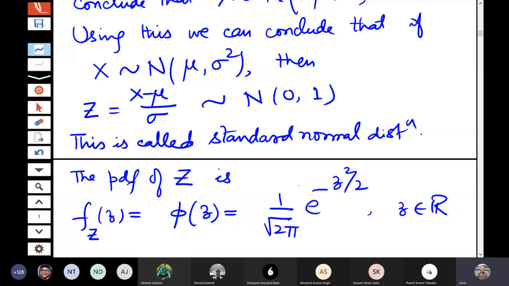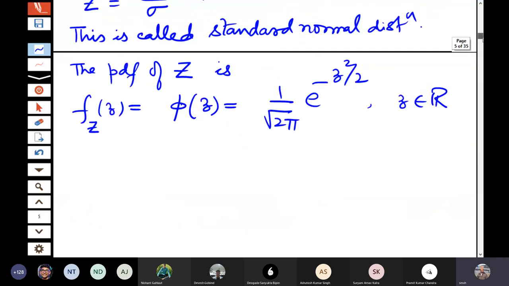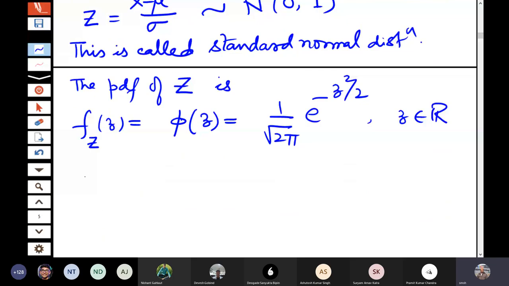So this is the probability density function of a standard normal distribution. 1 by root 2 pi e to the power minus Z square by 2, because mu is 0 and sigma is 1. Okay, if you look at the plot of this, you can see that this is symmetric about 0.